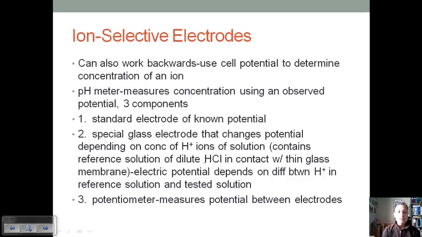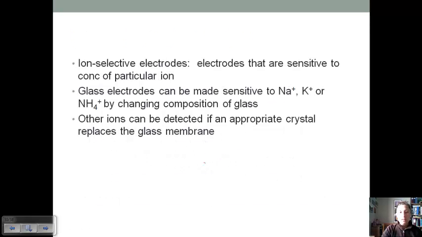So it has a reference solution of dilute HCl in contact with a thin glass membrane. And then that electric potential depends on the difference between the H plus in the reference solution and the tested solution. And then we also have a potentiometer which measures the potential between the electrodes, so we can look at the difference.